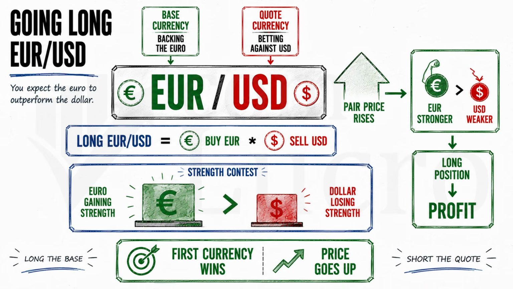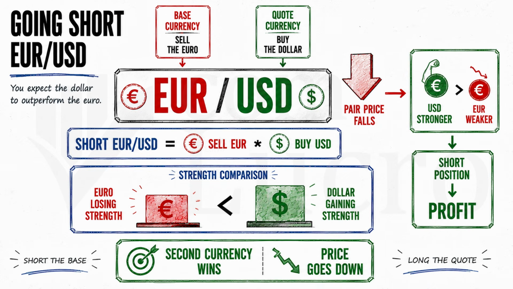So when you go long Euro USD, when you buy it, what you're really saying is, I think the euro is going to get stronger than the dollar. You're backing the base to beat the quote. If the euro rises against the dollar, that price climbs, and your trade is in profit. You bet on the first currency, and the first currency delivered.